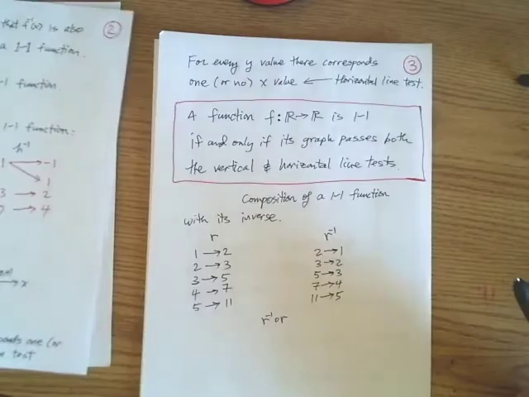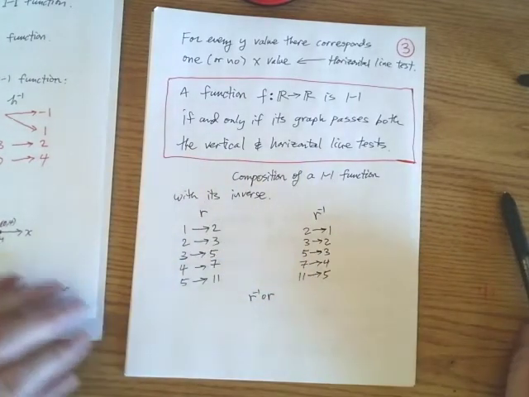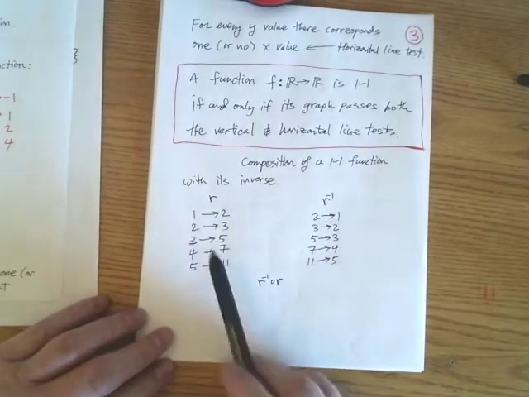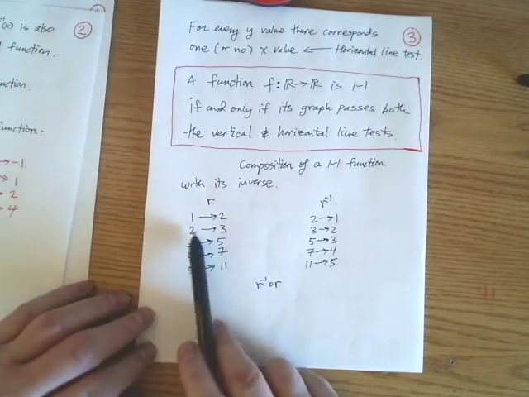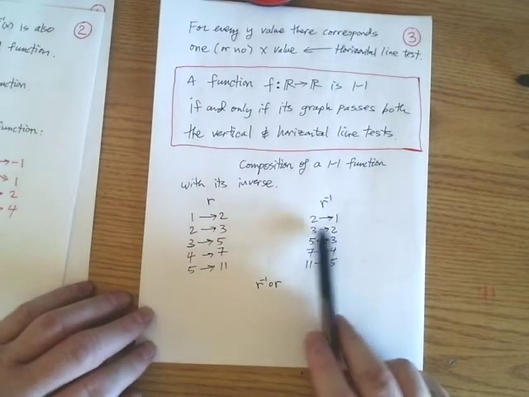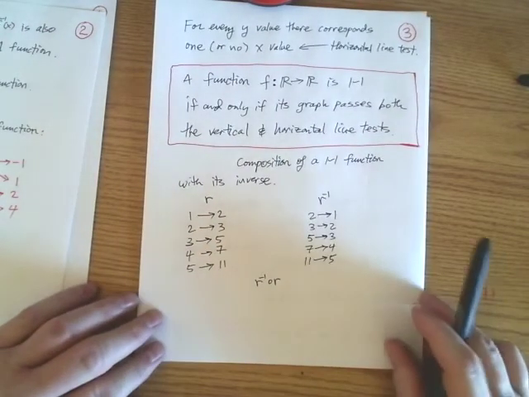Next, let's discuss the composition of a one-to-one function with its inverse. Let's go ahead and try this here. I'm going to take the same r I had originally. So 1 points at 2, 2 points at 3, and so forth. And I've got its inverse right here. Now let's go ahead and compose these. Remember how we did that in a previous video?